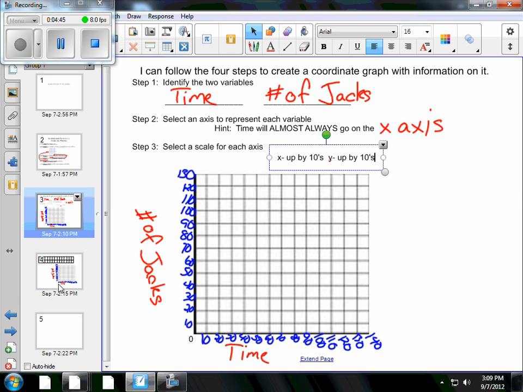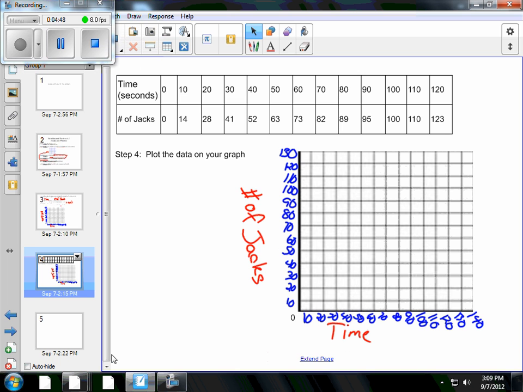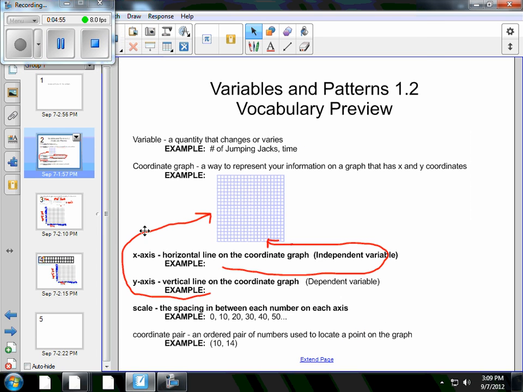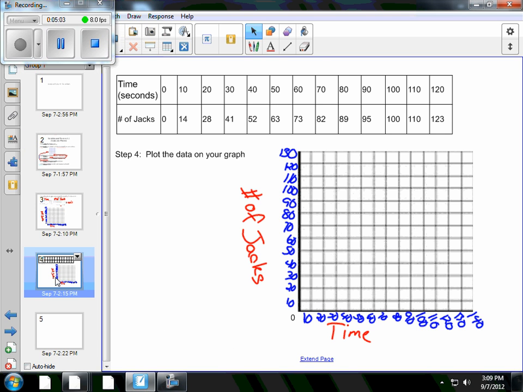All right, let's look at step 4. Step 4 is actually where we plot the data on our graph. So we have a coordinate pair. And remember, the coordinate pair is an ordered pair of numbers used to locate a point on the graph, 10, 14. These are ordered pairs, the time and the number of jacks. So time, we go to 0, and we put a point at 0, 0. The next point, time 10, number of jacks is 14.